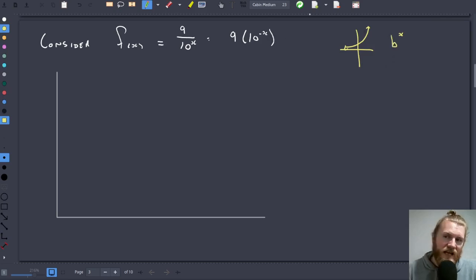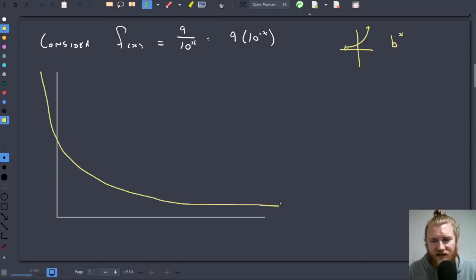Since we have a negative x, though, that's going to be flipping this thing horizontally. And then we have a bunch of scaling going on. The base of 10 is really going to change vertically where this thing goes when x is 0. And then we're going to multiply by 9. And again, that's going to be scaling stuff. But really, this function is going to look like this. We're going to have some sort of a horizontal asymptote.